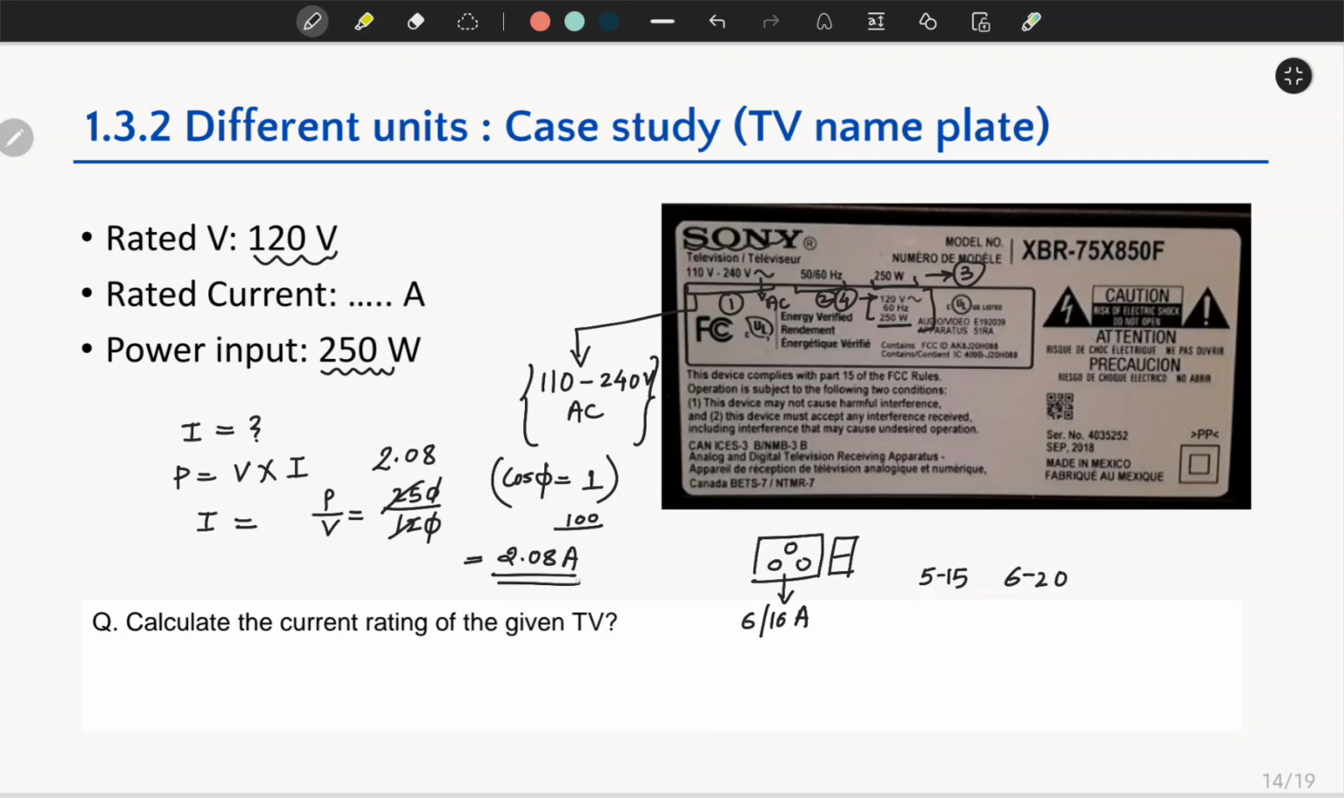So for this particular load current, we can select a 6 ampere socket in the IEC standard or 5 or 15 ampere in the NEC standard. So this current value will be helpful while selecting and sizing the sockets, the switches, and the wires. We will see these things in detail in our next modules.